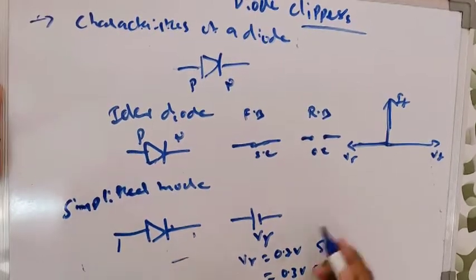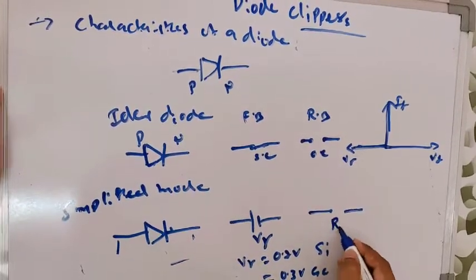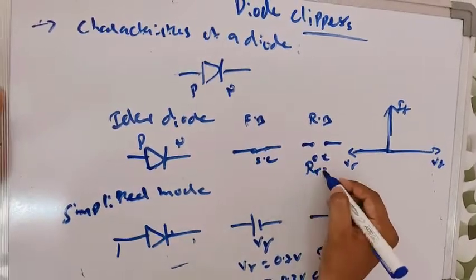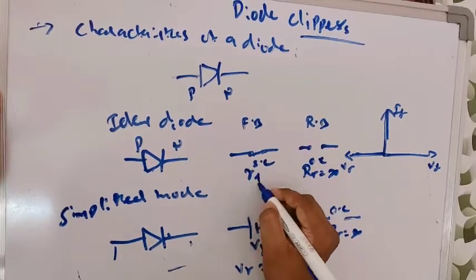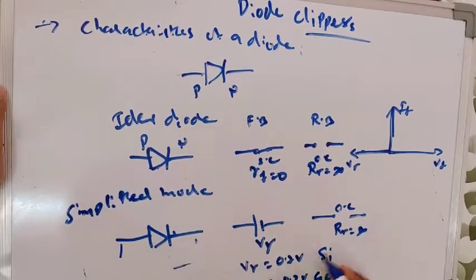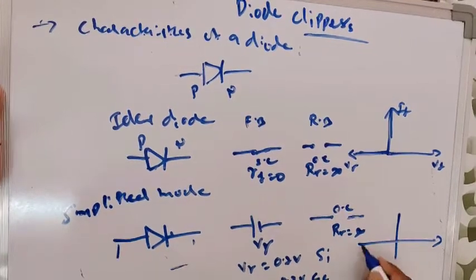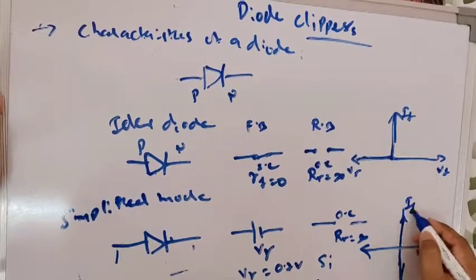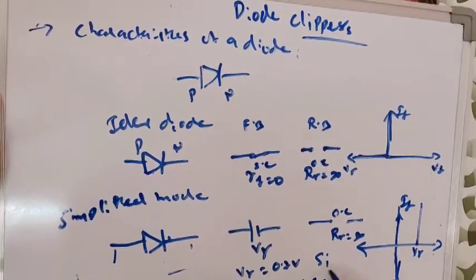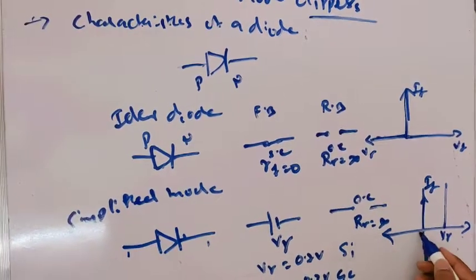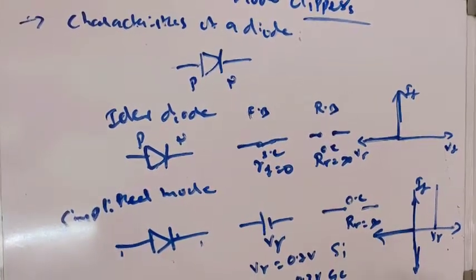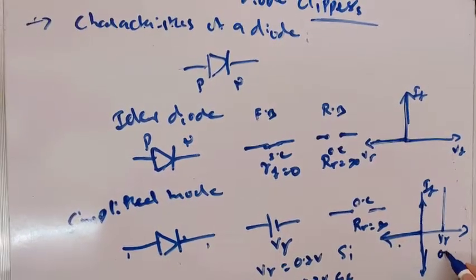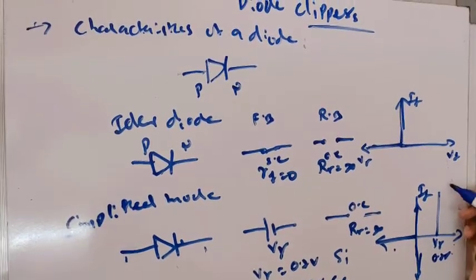During reverse bias, the diode offers infinite resistance; it is considered open circuited. Here the reverse resistance is infinite and the forward resistance is equal to 0. Now the V-I characteristics of this simplified diode: until V gamma there is no current. After that the forward current increases drastically. Because the reverse resistance is infinite, the current flowing in that case is almost 0. For the forward case, after V gamma, that is the cut-in voltage 0.7 volts for silicon, only then does current flow.